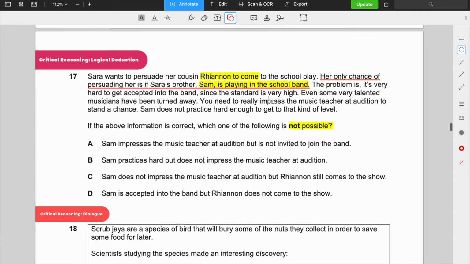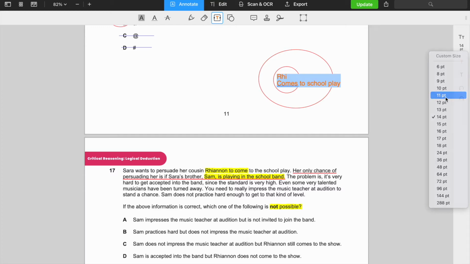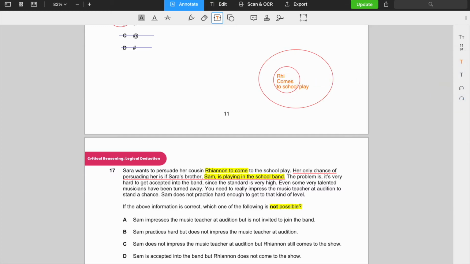Does that make sense? So you can actually represent this in a little Venn diagram, which I'll do right here. So for Rhiannon to come, so let's just write Rhiannon or Rhi comes to school play. Okay, so that's a smaller circle. A necessary condition is that Sam plays in school band. Okay? Alright. Now, the problem is it's very hard to get accepted into the band since the standard is very high. Even some very talented musicians have been turned away. Okay, you need to really impress the music teacher at audition to stand a chance.